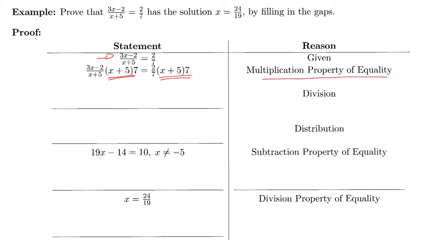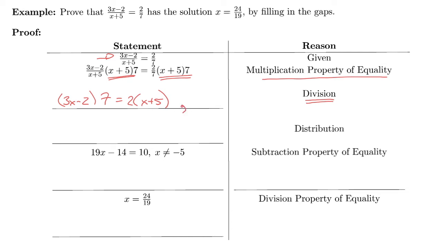Now, look at my next step here. It says division. Well, okay, what do I mean by division here? Well, clearly I'm going to be applying that operation. On the left-hand side, when I divide x plus 5 by x plus 5, I get a 1. And so that is going to end up giving me 3x minus 2. And then there's that 7 there. On the right-hand side, the 7s will cancel. 7 divided by 7 is 1, and I'm left with 2 times x plus 5.